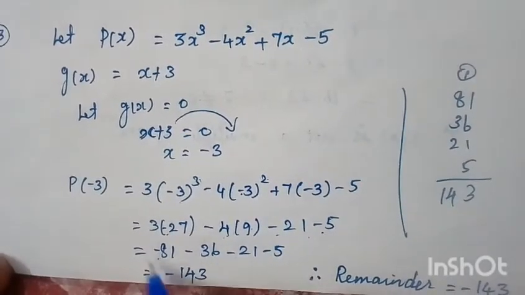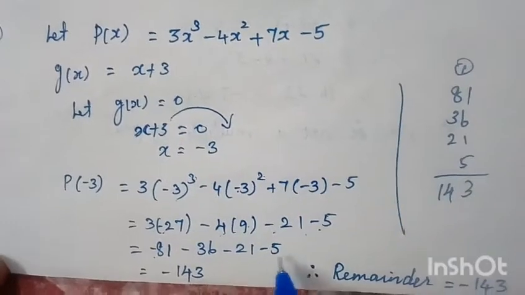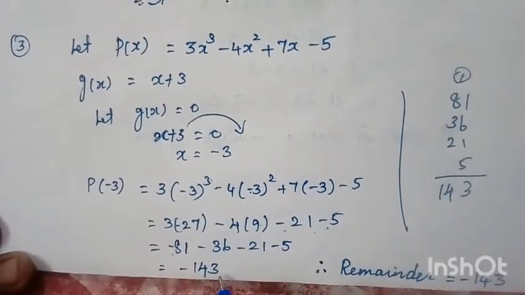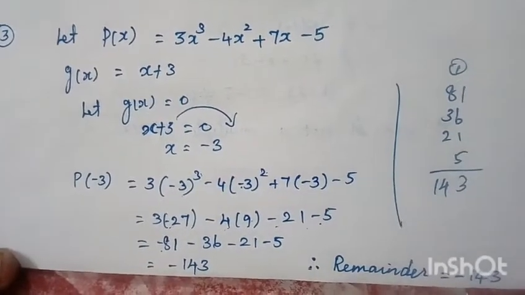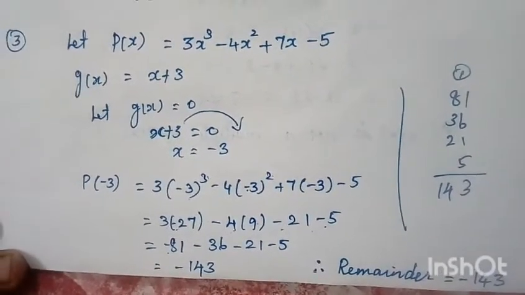All of them have the same sign, so you have to add all of them, that is 143. The same sign is taken, right? So therefore remainder equal to minus 143.